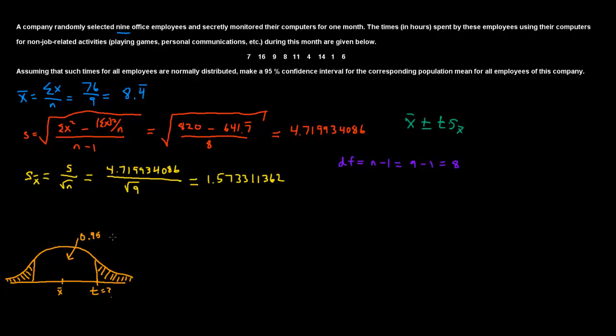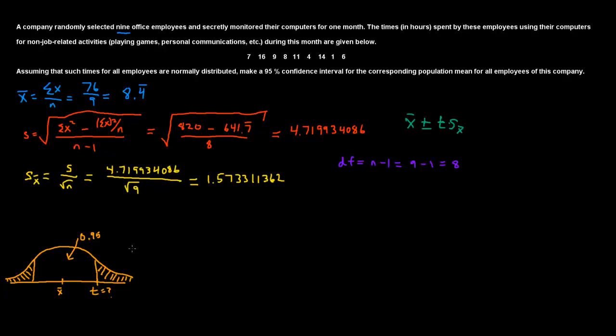Now, if we want 95% of the area, or 0.95, centered around our estimate, what's going to be in those two shaded tails? Well, since there's a total area of 1 under the entire curve, 1 minus 0.95 is going to be the amount of area in your two tails. Now that's the area in both tails together.